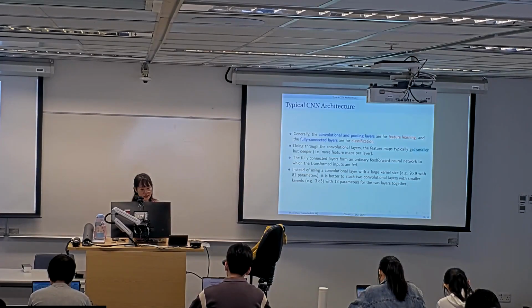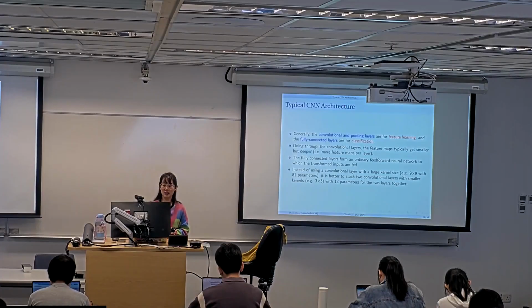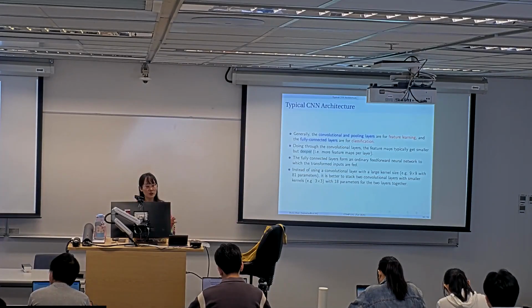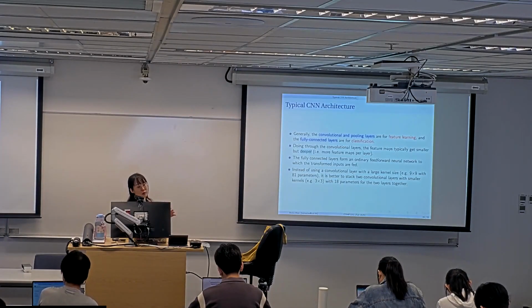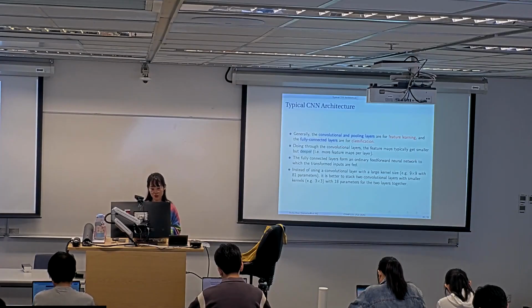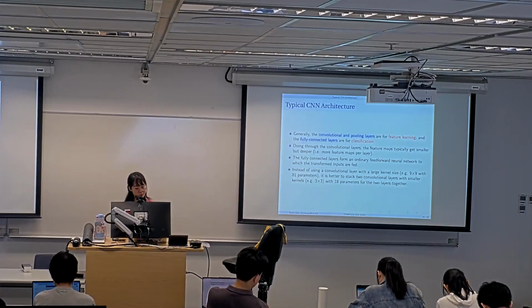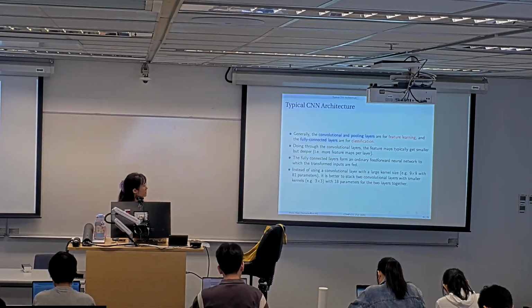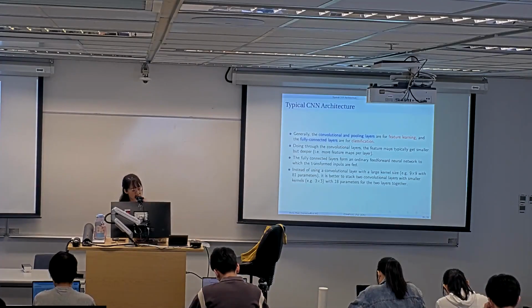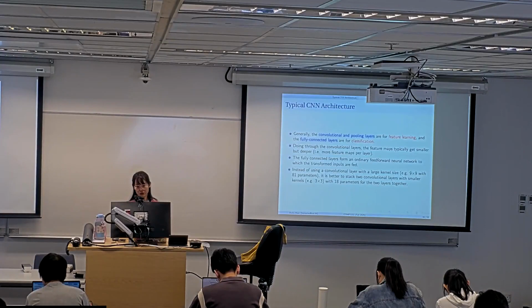And to get deeper, this can only be done by applying the kernels, because the depth of the feature map is just the number of kernels you applied in the convolutional layer. So if you want it to get deep, then you need to apply more kernels in the convolutional layer. This is how we can get the feature maps smaller and smaller and deeper and deeper. Then the fully connected layers form an ordinary feed-forward neural network to which the transformed inputs are fed.